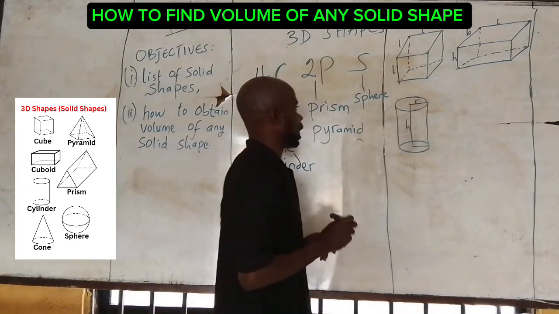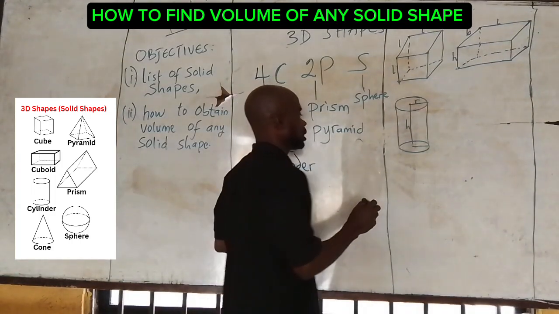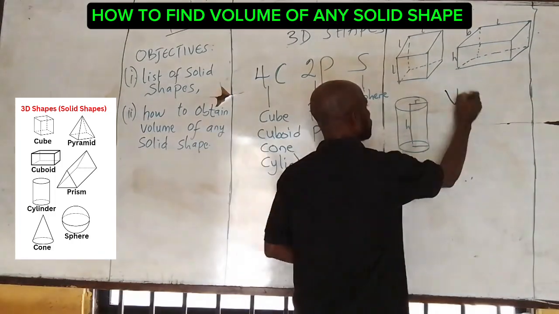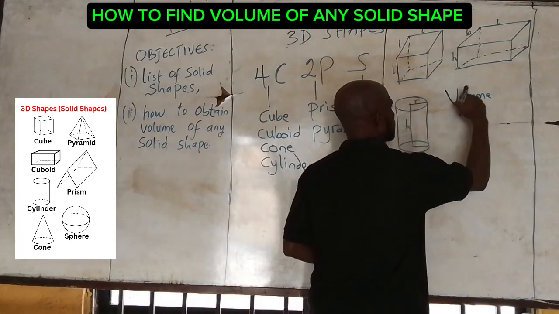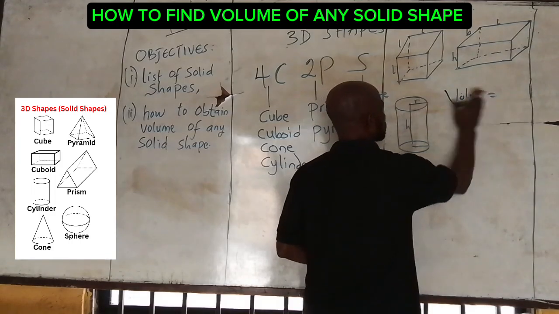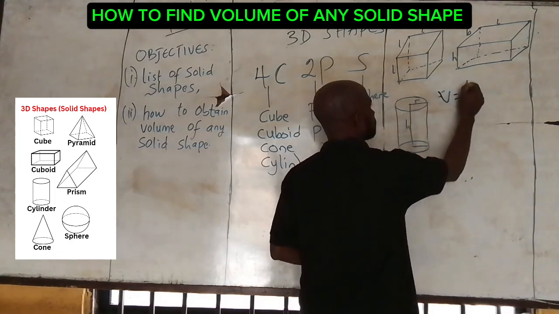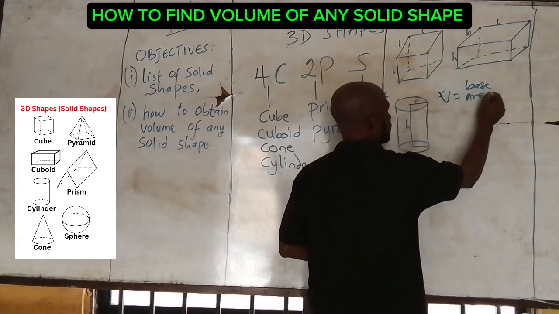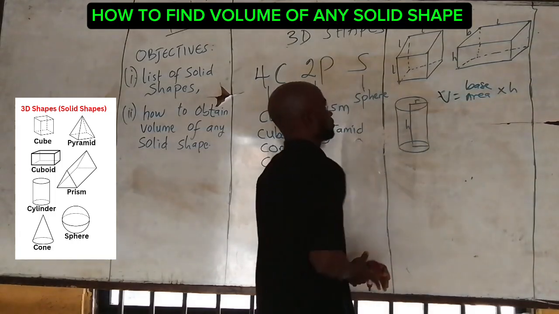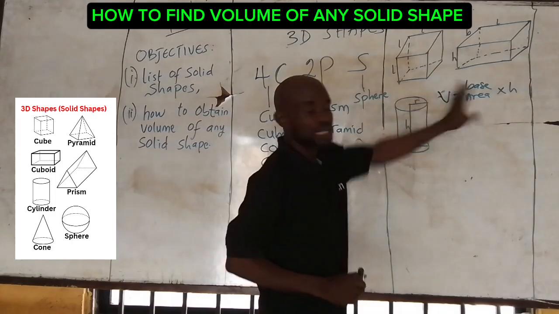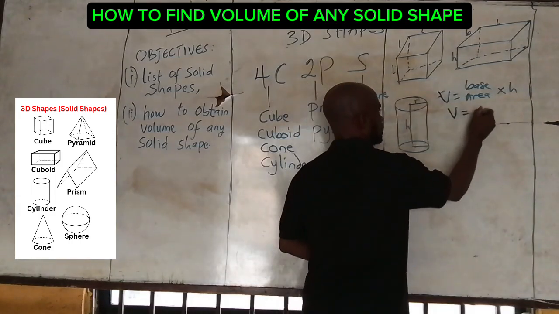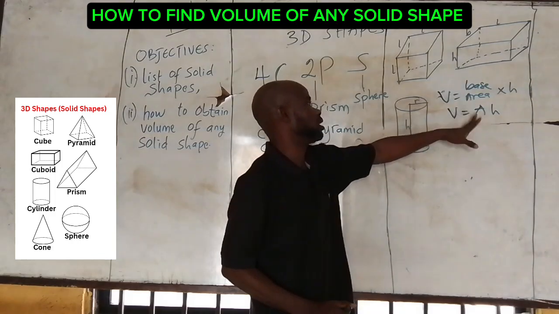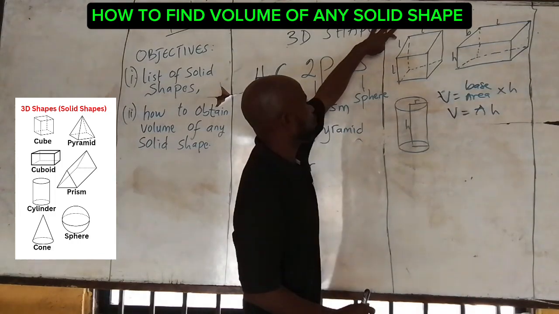Now, the general formula that we're going to apply today for the volume of any solid shape is the base area multiplied by the height. This is the general formula, or I'll just write it in short like this: A times H. The A here is the base area, while the H is the height. Now look at it here.